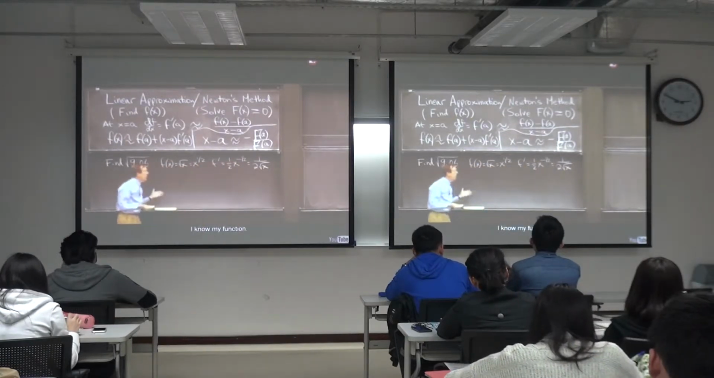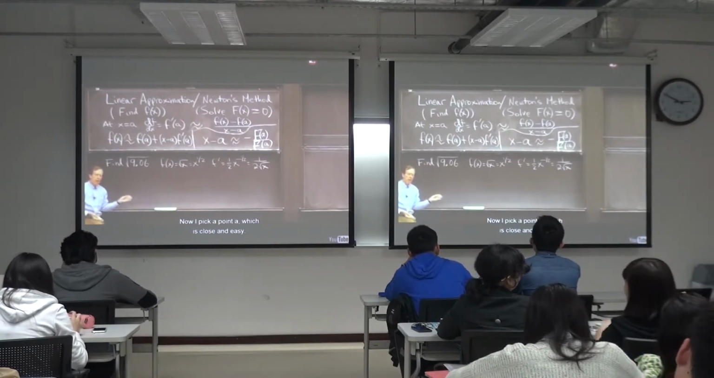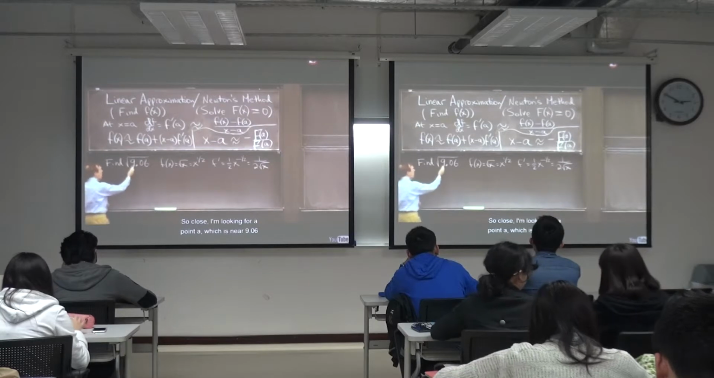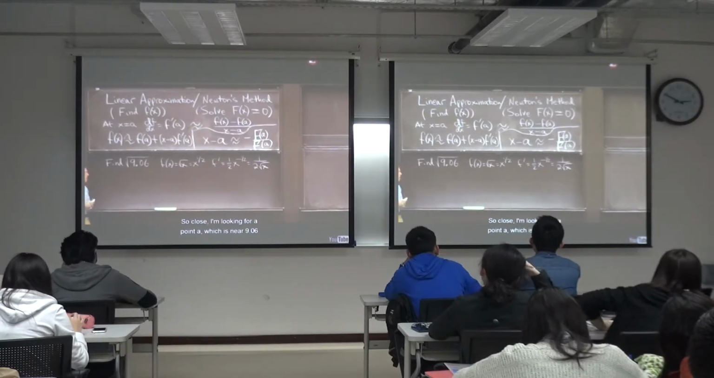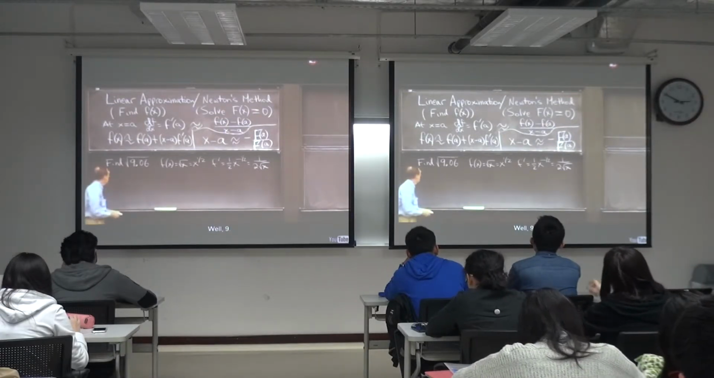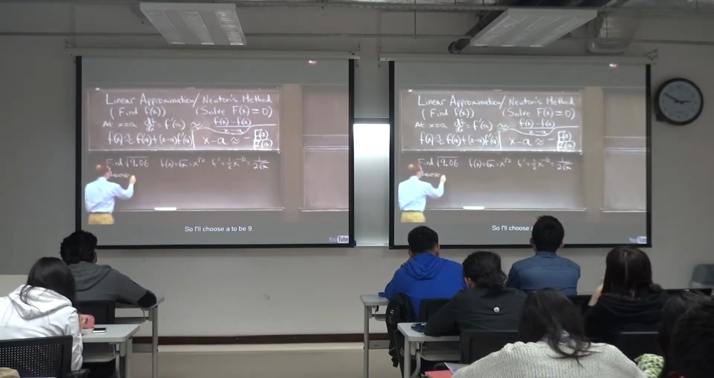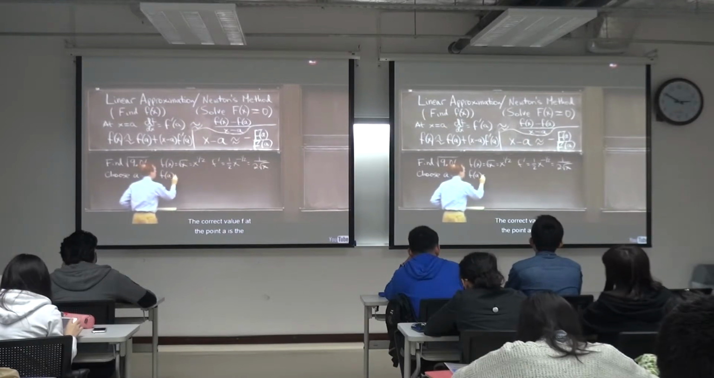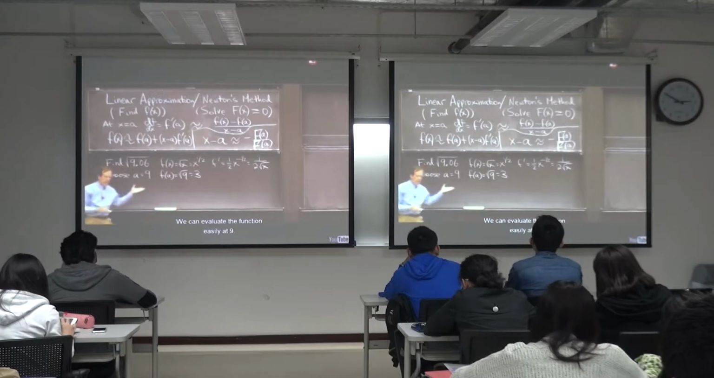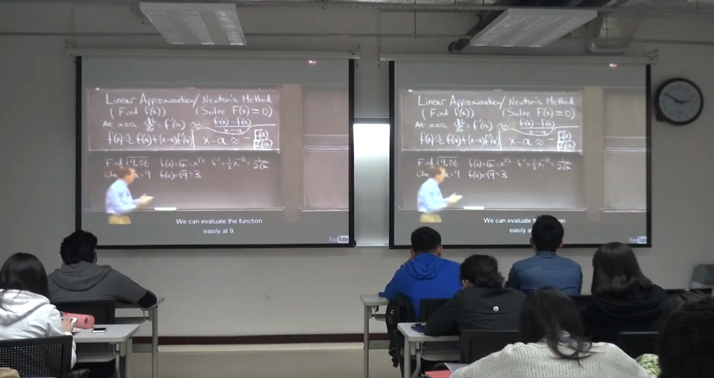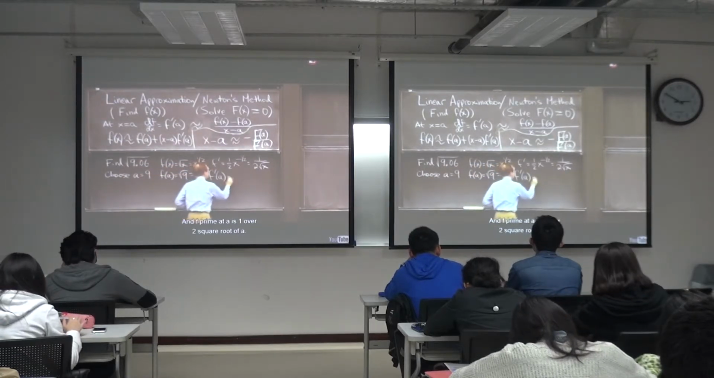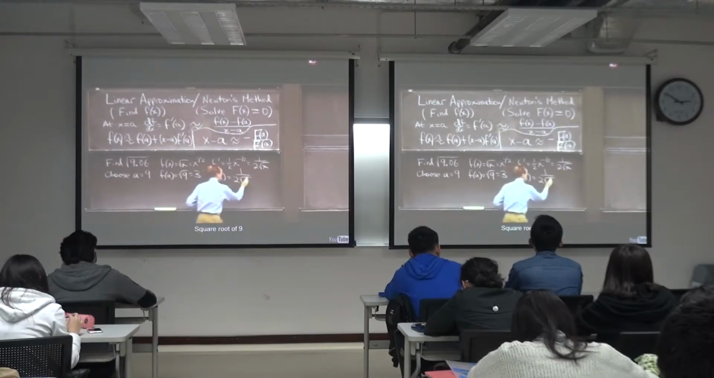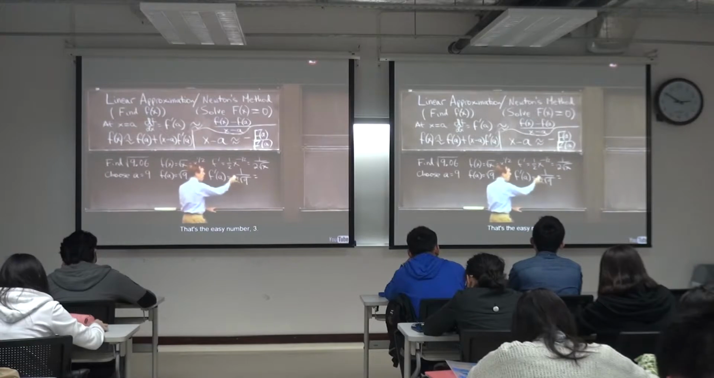Good. I know my function, I know its derivative. Now I pick a point a, which is close and easy. I'm looking for a point a which is near 9.06 and has a nice square root. Well, 9. So I'll choose a to be 9. The correct value, f at the point a, is the square root of 9, 3. We can evaluate the function easily at 9. And f prime at a is 1 over 2 square root of 9. That's the easy number, 3, so that's 1/6.